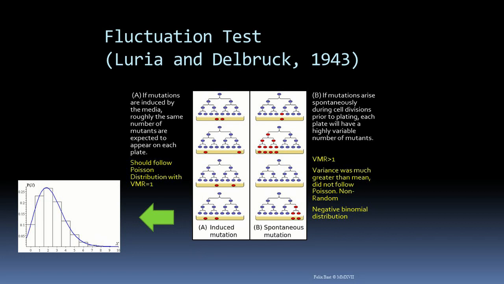Selection comes later. So this particular fluctuation test becomes a lot more informative. It makes more sense in light of the Poisson distribution. Basically, Luria and Delbrück proved that it is non-Gaussian, the VMR, variance to mean ratio, is not one. So the Poisson distribution makes sense in understanding the fluctuation test of Luria and Delbrück.